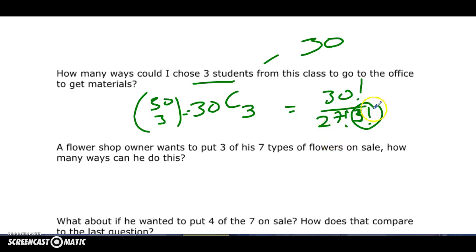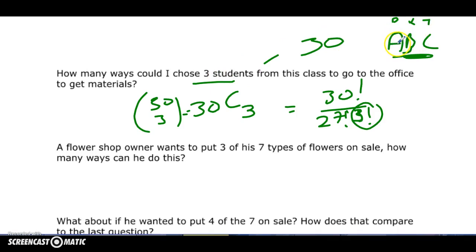Okay, we're going to get rid of all, knock them out. And if you go, well, why is it 3 here? Well, think about this. If I chose students A, B, and C, how many ways could I have chosen them in order? So if I had to choose 3 students to be president, vice president, and treasurer, that's P, V, and T, right?